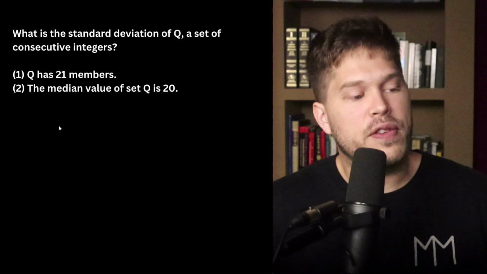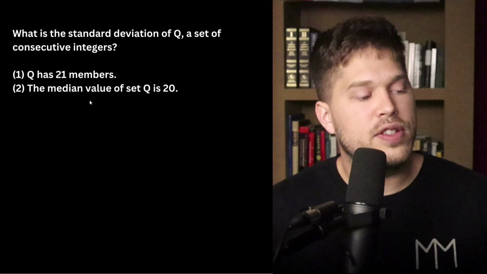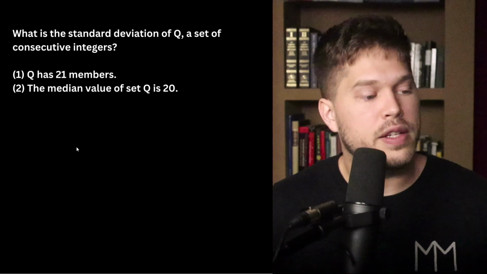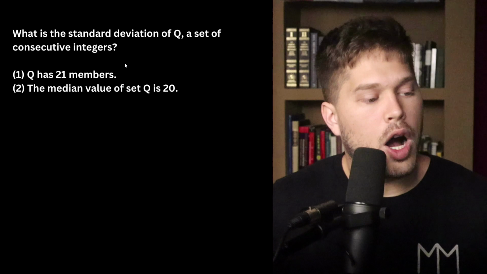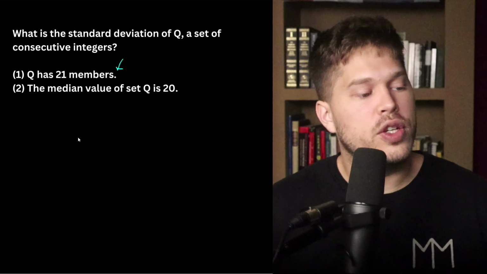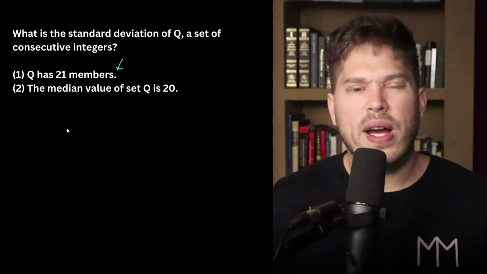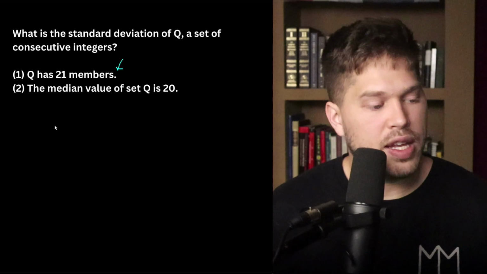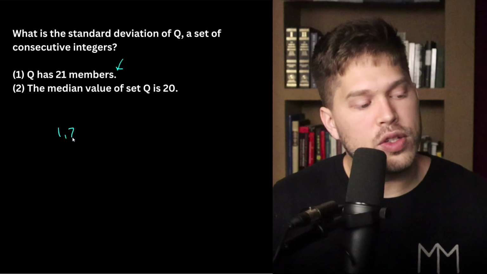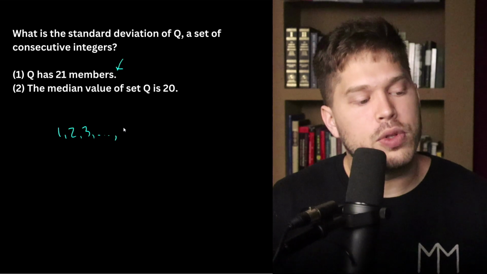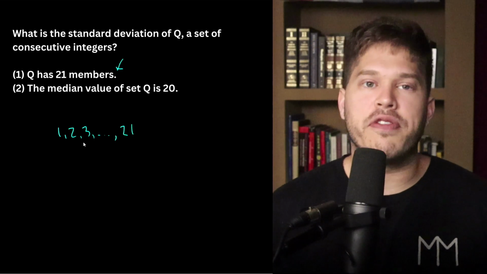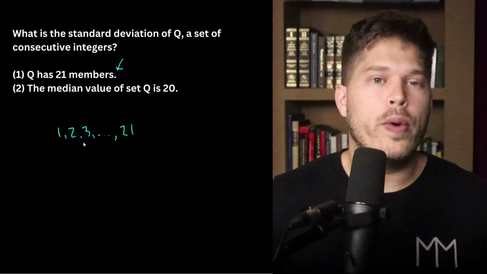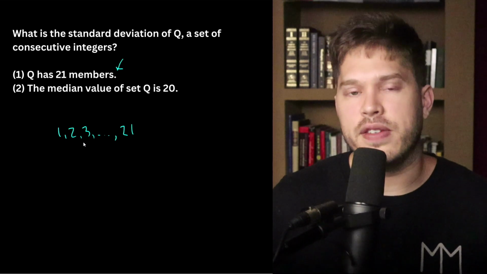What is the standard deviation of Q, a set of consecutive integers? So we have some set of consecutive integers. So option 1 tells us that Q has 21 members. All right, this is fantastic. Because we know that we have a set of consecutive integers, so we could have something like 1, 2, 3, all the way up to 21. In here, we could find the mean. We know the spread of all of our values, and so we would be able to calculate the standard deviation.